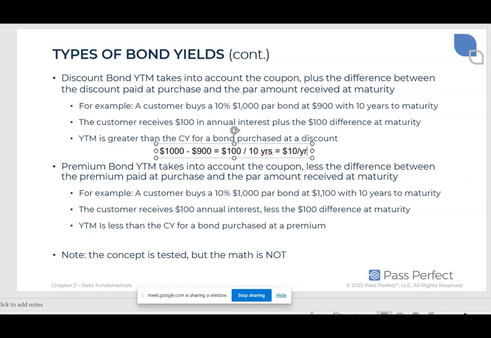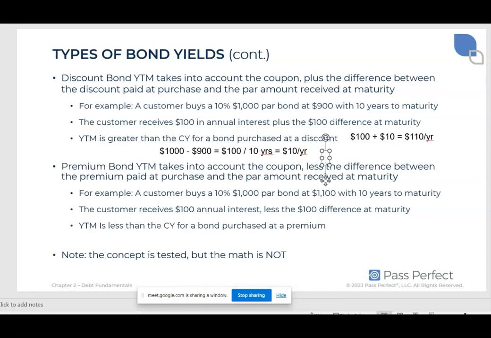Is this okay? So the $100 annual interest payments, plus the $10 per year in appreciation or accretion in value, is a total annual benefit of $110. So that's what we put in the numerator. Rather than just the annual interest payment, we take the interest payment, in this case, plus the accretion. So it's worth $110 a year. Now, instead of dividing by the current price, we take the average of what the price of the bond is and what they get on maturity.